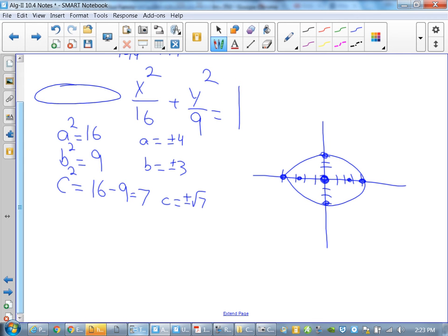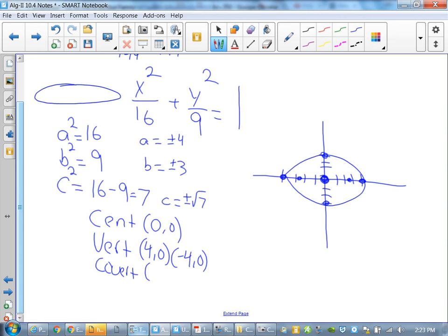But the last thing I'm going to ask that you do with these is to label where everything was. I start at the center. My center was at 0, 0. My vertex today was at 4, 0 and negative 4, 0. The co-vertex, 0, 3.